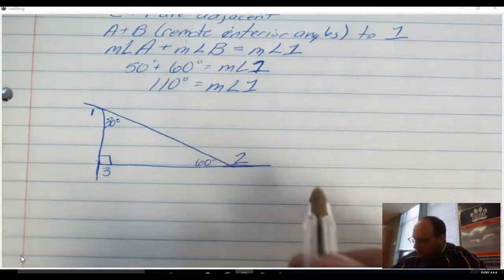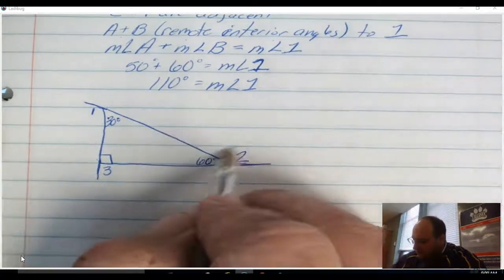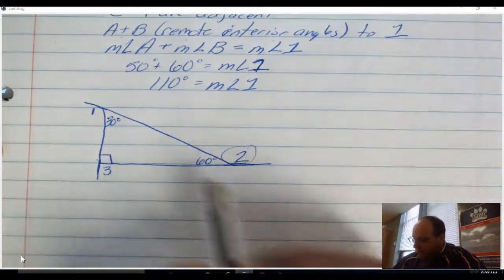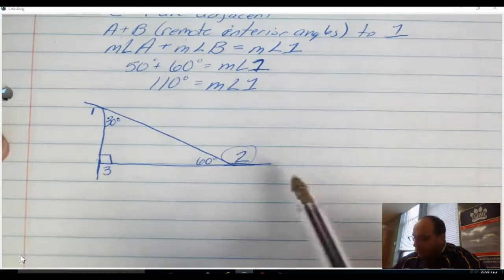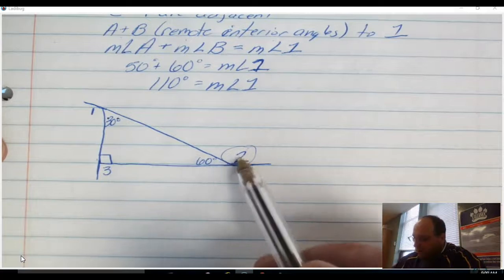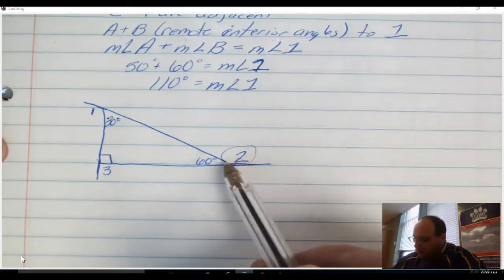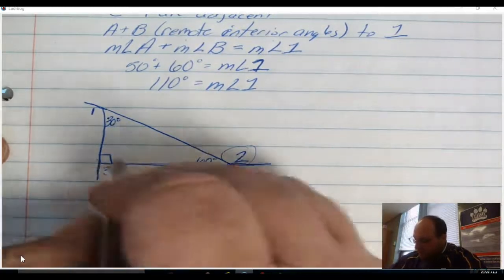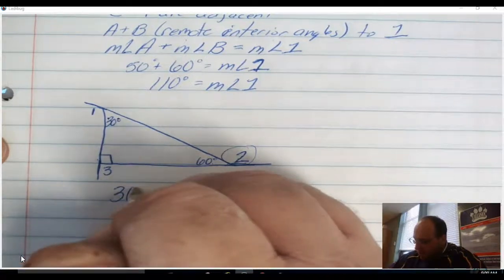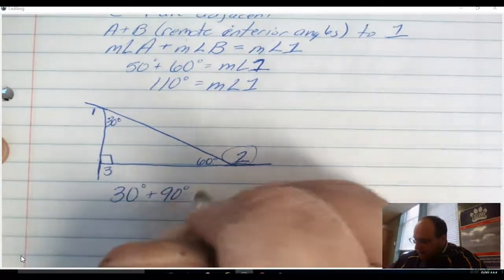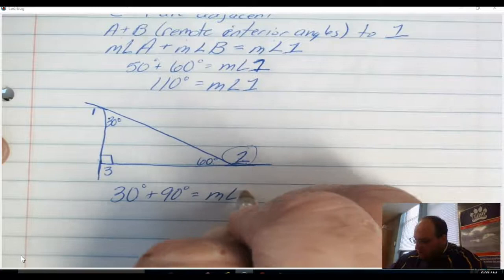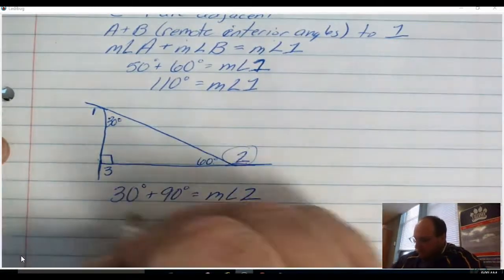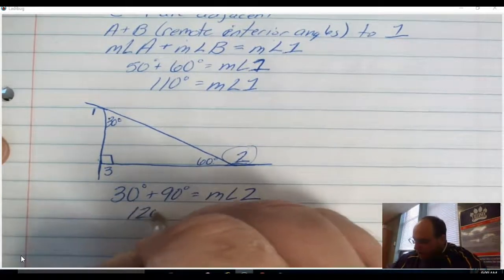Okay? So I want to try to find the measure of this angle right here, angle 2. How I do that is to find the two remote interior angles. The remote interior angles are the ones that are not adjacent to 2. So 60 is adjacent to 2. So that would mean I would need 30 and then 90 degrees. So 30 degrees plus 90 degrees is equal to the measure of angle 2. All right? And if I add those two together, I get 120 degrees.